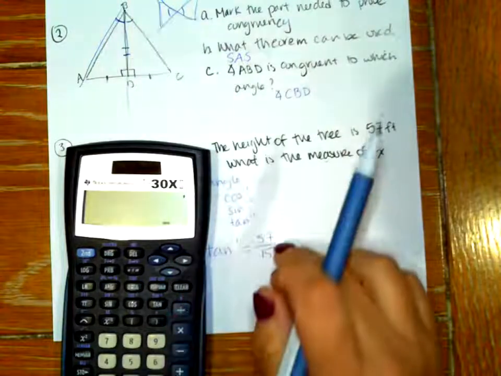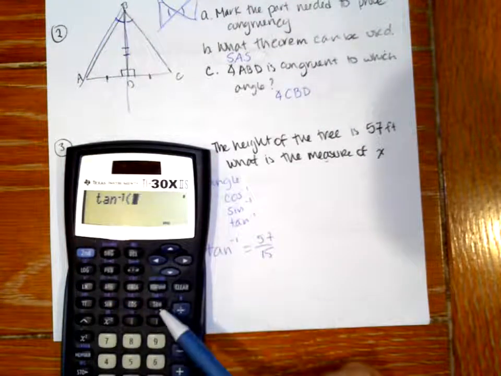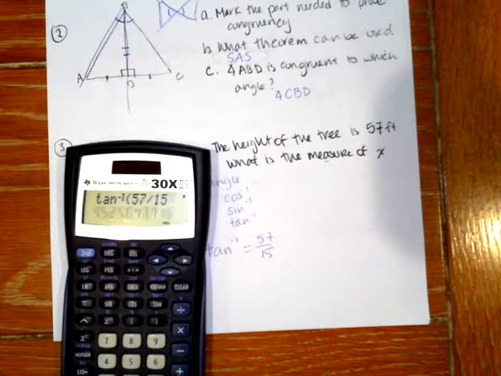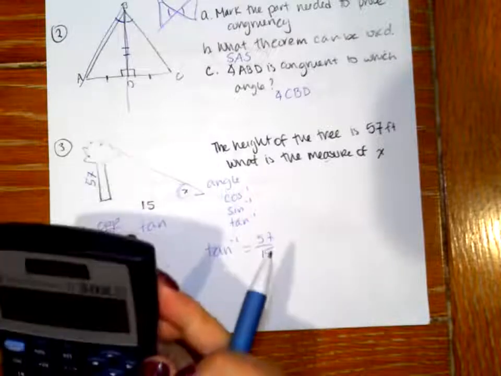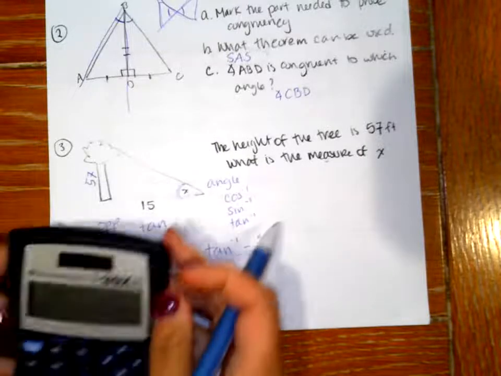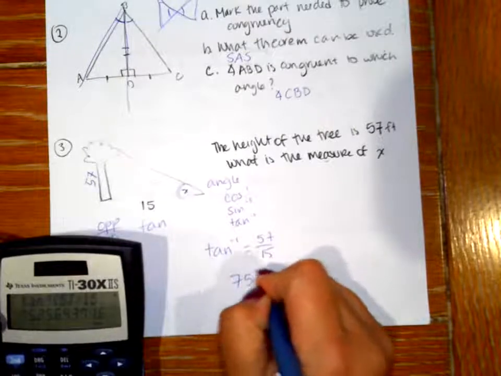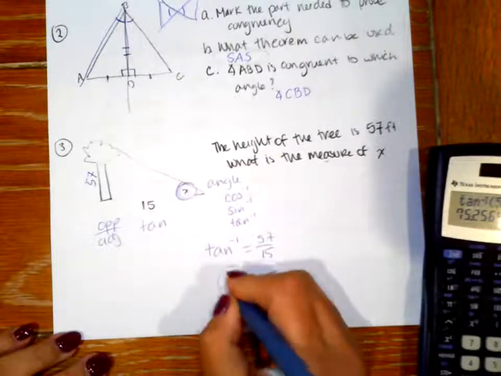All right, finishing here. Second, inverse tangent. Remember, that's how you get it. You go second and then that function, 57 divided by 15 gives me a grand total of 72.5. I'm sorry, 75.2. Sorry, it's reversed when I look at it. 75.25. And what you just found is the measure of that angle. So that guy's there.